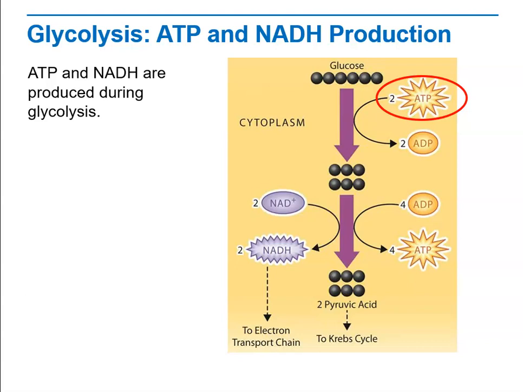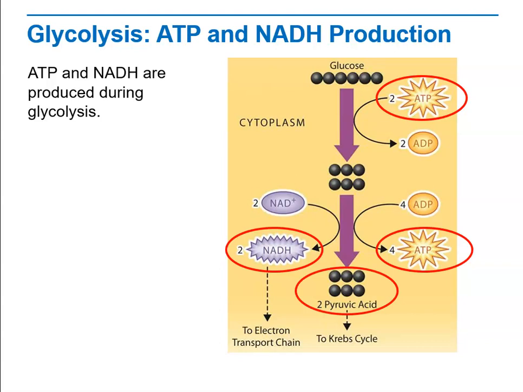What are the 2 products of glycolysis? You can see 2 NADH molecules, 4 ATP molecules, and 2 pyruvic acid molecules. 4 high-energy electrons are passed to the carrier NAD+ to produce NADH. Overall, 4 ATP molecules are produced for a net gain of 2 ATP per molecule of glucose.